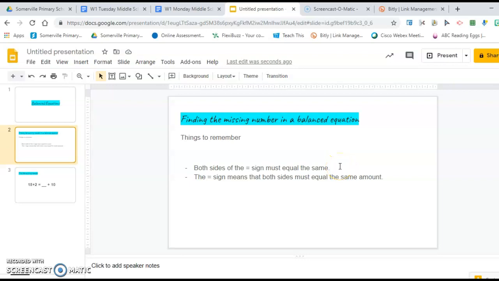Okay, so whatever is on the left-hand side of the equal sign has to equal or be the same as whatever's on the right-hand side. Okay, and the equal sign means that both sides must equal the same amount. So again, whatever's on the left side has to be the same amount as what's on the right-hand side.